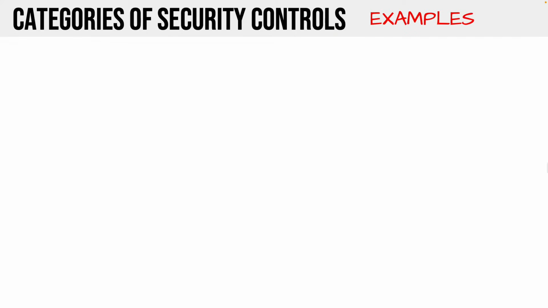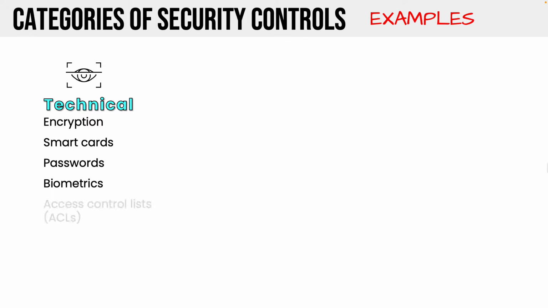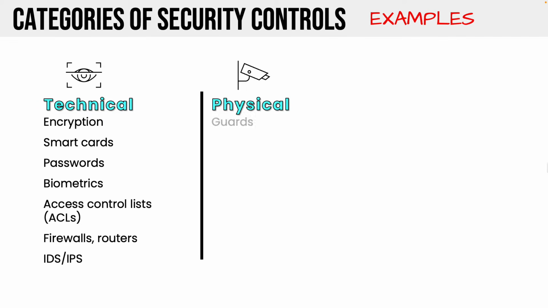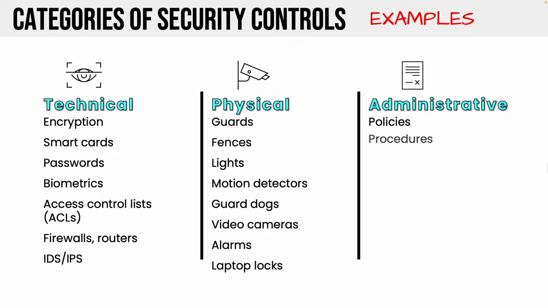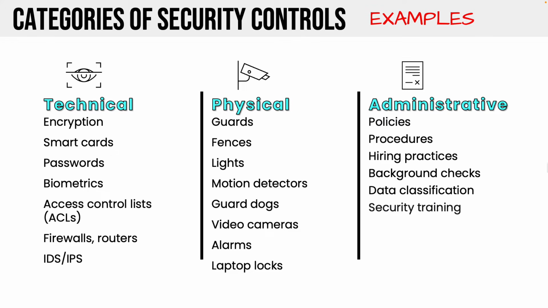So here are some examples of controls that fall into the different categories of controls. Here's a good list of technical controls. You'll see there's a lot of technology there. Physical controls, controls that work in the physical world like guards, fences, lights, cameras, alarms, locks. And then we have the administrative controls. I think of these as the policies, procedures, and the paperwork that fall into this category.